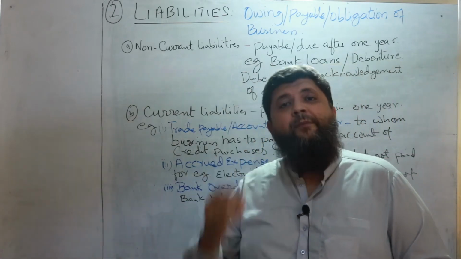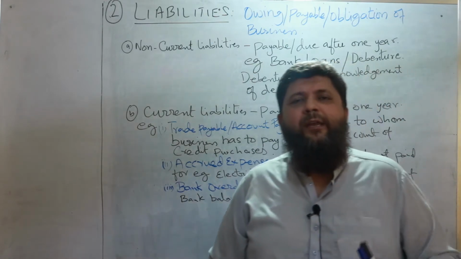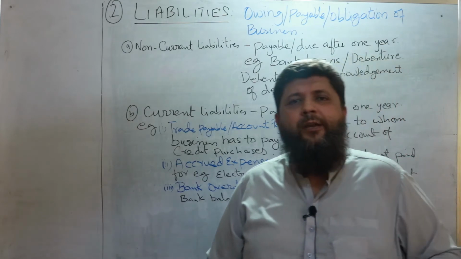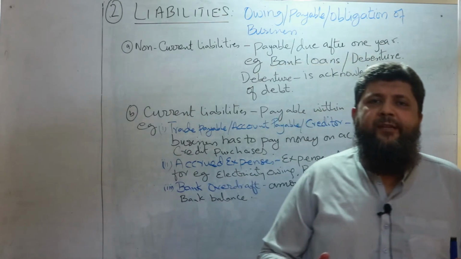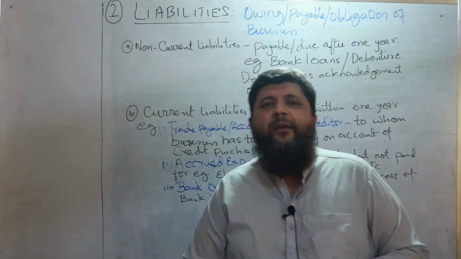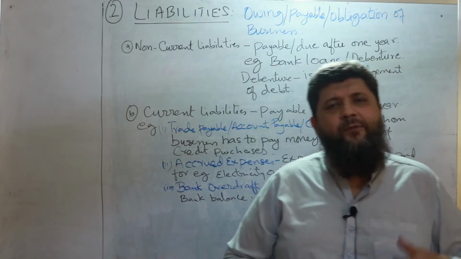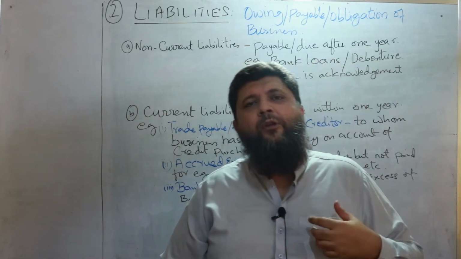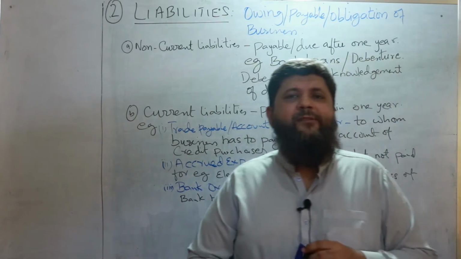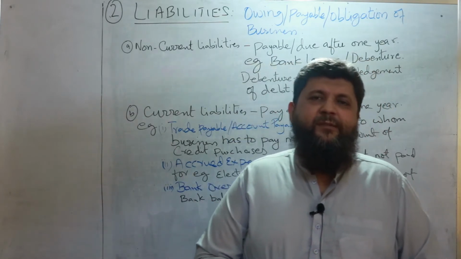Non-current liabilities are the liabilities that a business has to pay after 1 year. Any amount that business is supposed to pay after 1 year is a non-current liability. For O and A levels accounting purposes, bank loans are assumed to be a non-current liability if not specifically stated otherwise. If a business has taken a bank loan for a period of more than 1 year, the terms and conditions are that the business has to repay this amount after 1 year. That becomes the non-current liability of the business.